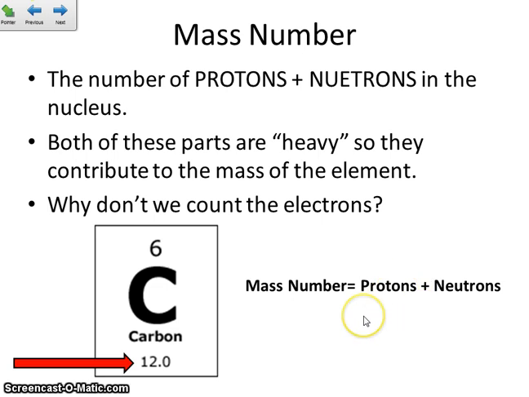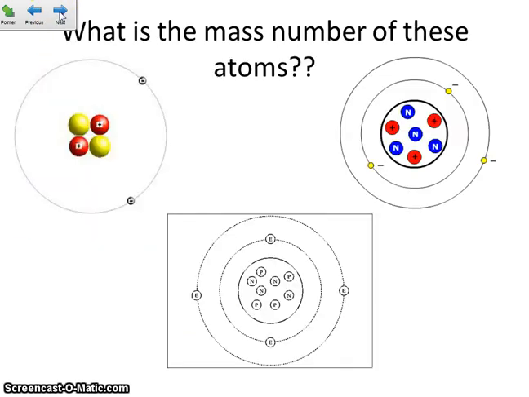So a question for you then is, why don't we count the electrons? Well, hopefully you know that that's because they're too light. So we go through this and we can try to figure out the mass number of these atoms. Again, everything in the nucleus contributes to the mass because the protons and the neutrons are the heavy pieces. So we can just count the particles in the middle and that will give us our mass number.